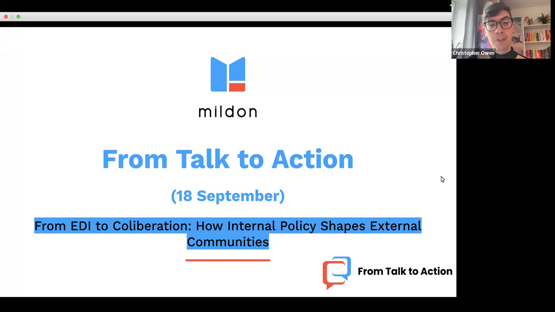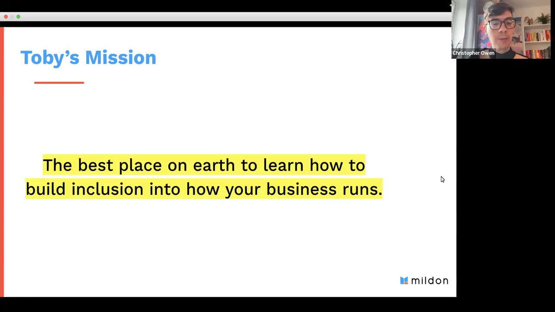Today we're going to be speaking about from EDI to co-liberation, how internal policy shapes external communities. I'm going to start us off by reminding you all that this is a space to learn how to build inclusion into how your business runs. This is Toby's mission as part of Milden. As an associate of Milden myself, I am really proud to be able to support this kind of initiative. It's my hope that you will learn some practical tips today on how to actively apply inclusion into your business and make it part of the DNA of your organization.